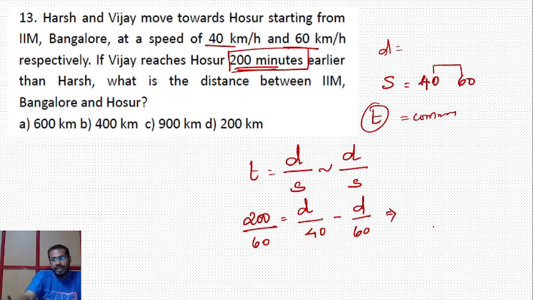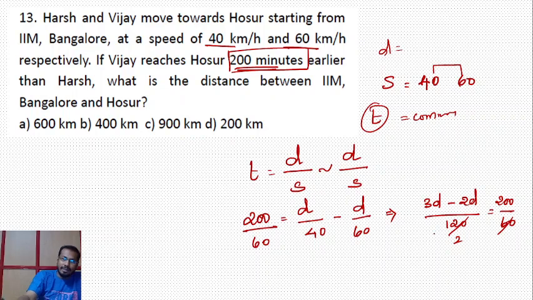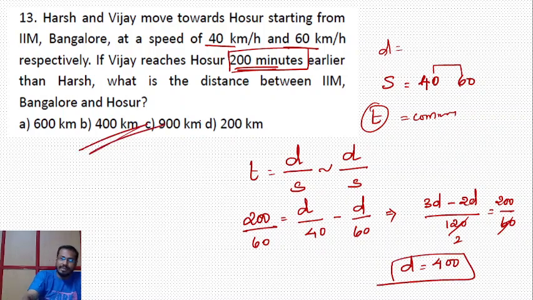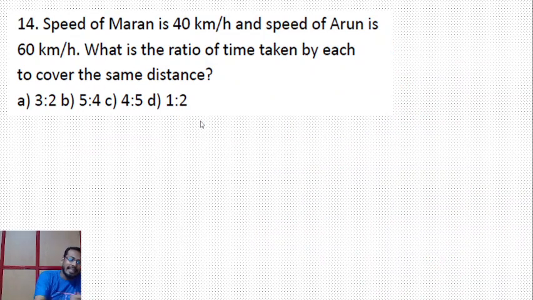So 40, 60 is 120, 4 3 times, so 3D, 6 2 times, 2D is equal to 200 divided by 60. You can cancel here itself, it was 2 times, so D is equal to 2 into 200, which is 400. That's the answer, 400 kilometers. Clear? And next, easy problem.